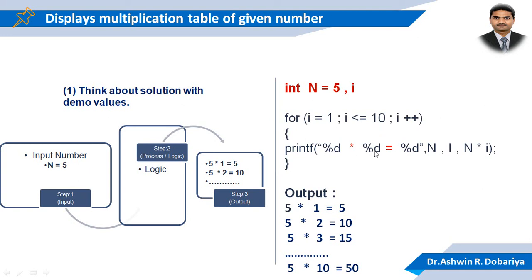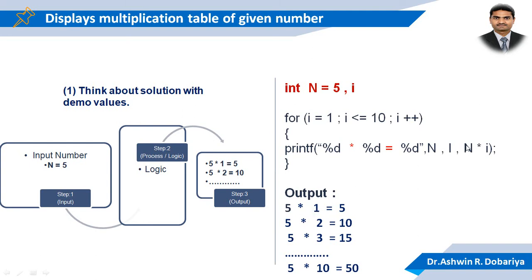So the i variable will be displayed in the second position, so it will display 1 to 10, and then we want to display the equal to symbol as it is. So equal to we have mentioned as it is. Then the third value is the multiplication value of these two numbers, where this is our input number and this is our counter variable.